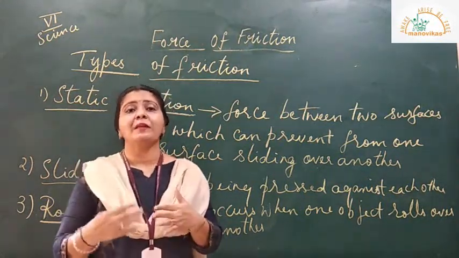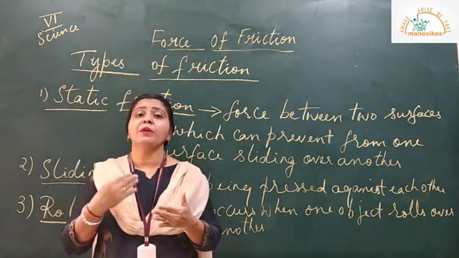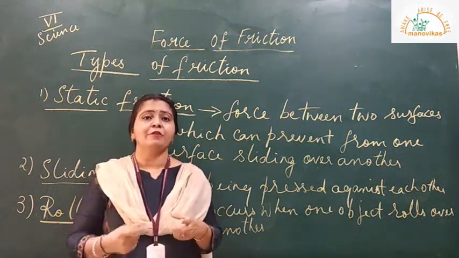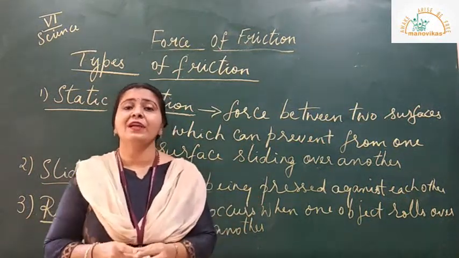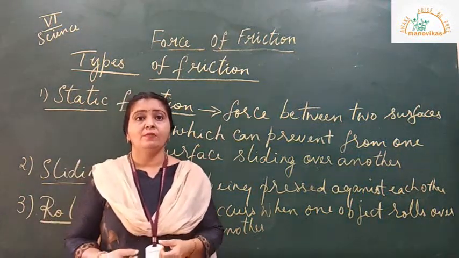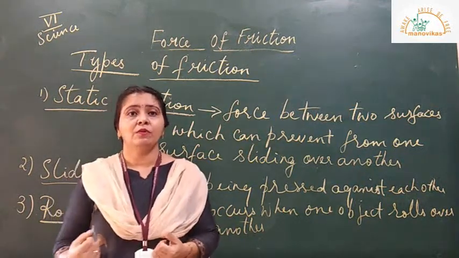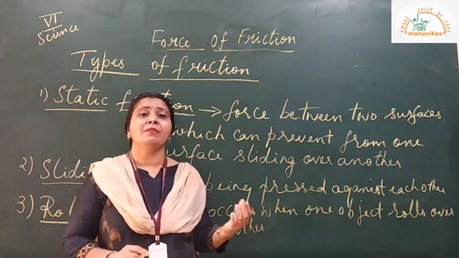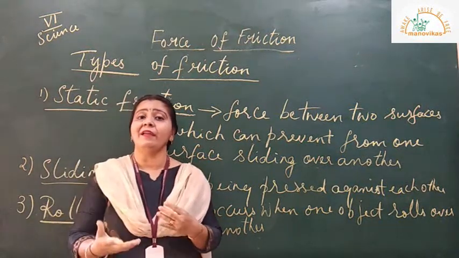So rolling friction helps to slow down the motion of a ball or a tire. Yes, that type of friction is known as rolling friction. It is not easy to slide a suitcase on the floor, but if there are wheels, it becomes very easy to pull. So that is why rolling friction is easier. That is, rolling friction is less than sliding friction.